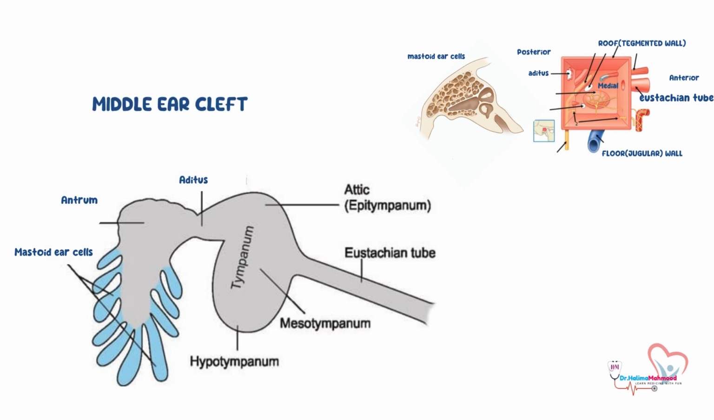It is lined with the mucosa and is filled with the air. This is the same mucosa that lines the nasopharynx. It is important because it maintains the balance in pressure variation.